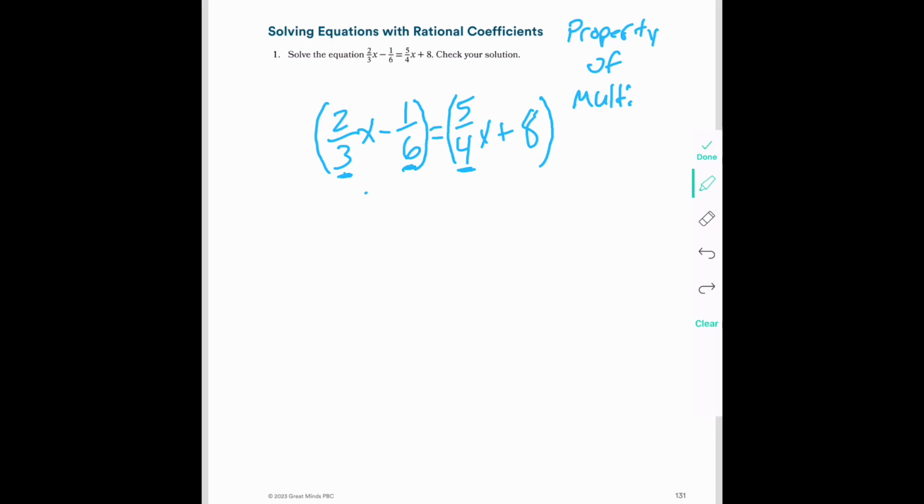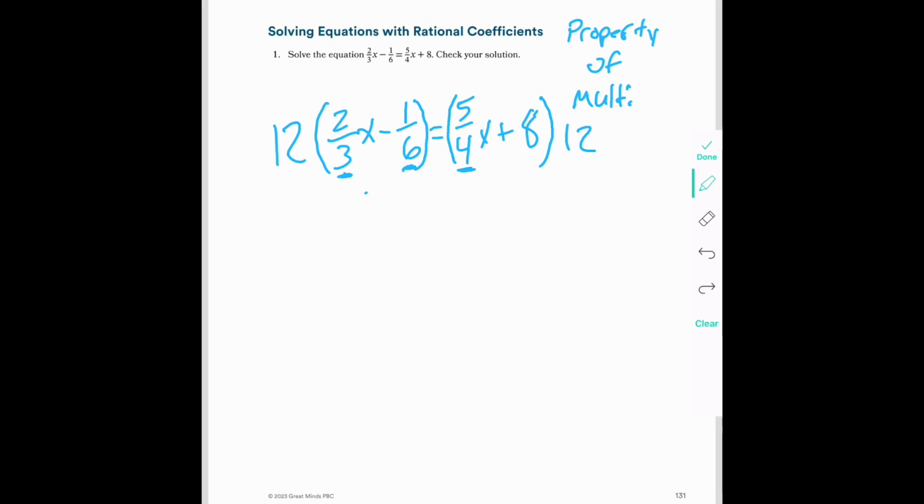Okay, so I know that 3 and 6 could have used 6 and had 6 in common, because 3 times 2 is 6 and 6 times 1 is 6, but 4 cannot use 6. All right, so if I'm looking at these numbers, most likely I can use 12, because I know that 3 times 4 is 12, 6 times 2 is 12, and 4 times 3 is 12. So I will multiply both sides by 12.